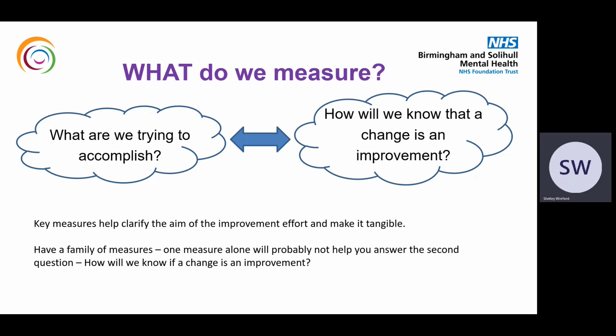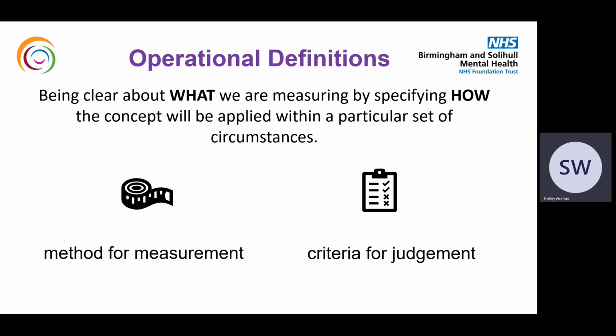Given that quality improvement projects are usually concerned with knotty problems requiring a combination of multiple solutions, it is unlikely that a single measure will capture your learning or answer the second question in the model for improvement, how we know if a change is an improvement. This is why in quality improvement projects we use a group or a family of key measures. Once you've established what your family of measures is going to be, you need to set about clearly defining the parameters of each of those measures. In other words, you need to establish your operational definitions.